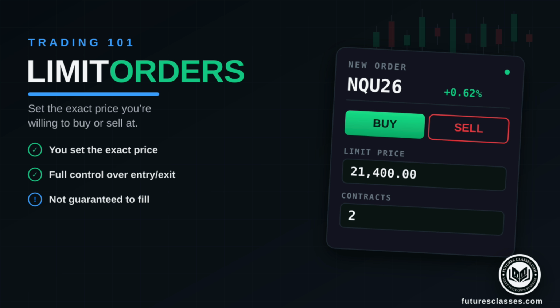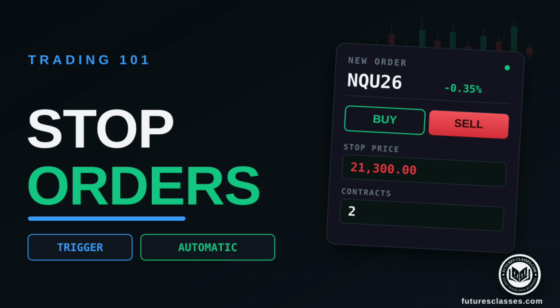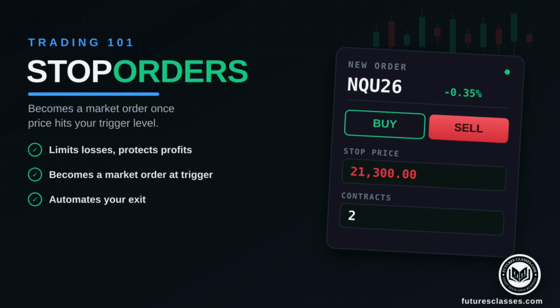If the market doesn't reach your set price, then there are stop orders. These are used to limit losses or protect profits. A stop order turns into a market order once the price hits a certain level, triggering your exit from the trade.